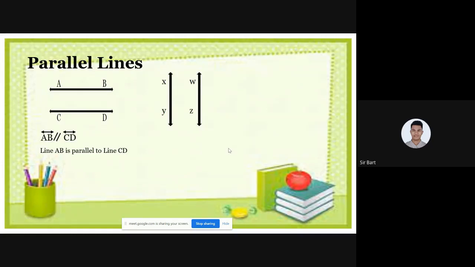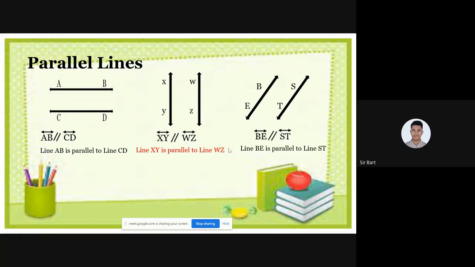Another example is a vertical line XY and line WZ. This can be read as line XY is parallel to line WZ. And two diagonal lines, which is line BE and line ST. Line BE is parallel to line ST. So these are the examples of parallel lines.